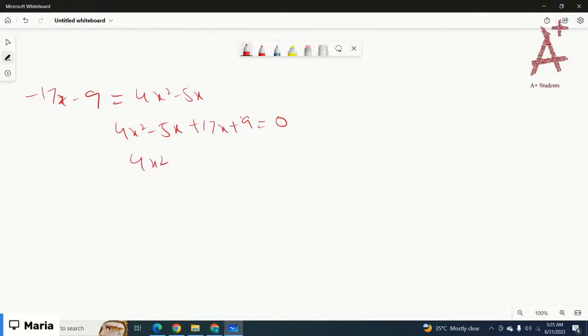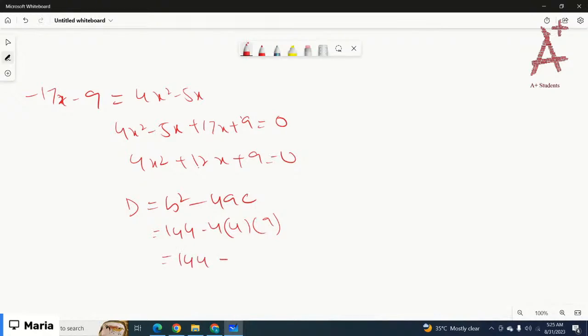So it is 4x square plus 12x plus 9. Okay. b is 12, so b square is 144. a is 4, c is 9. That would be 144. 4 times 4 is 16 and 16 times 9 is 144, right? So 144 minus 144 is 0. You can see d is 0. When the discriminant is 0, that means there is only one real solution. That means for this equation, you have just one real solution, right?